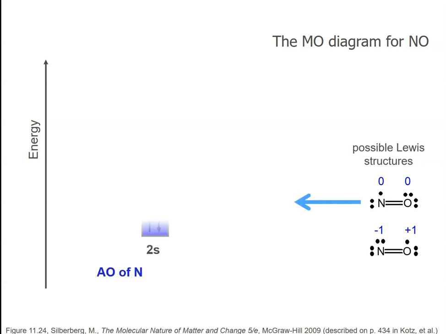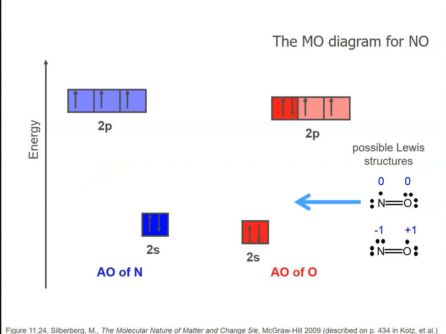So what we do is we take an atomic orbital of nitrogen. Nitrogen has 5 valence electrons, so we have 2s2, 2p3. So 1, 2, 3, 4, 5. We have 5 valence electrons, and we have 2 atomic orbitals, a 2s orbital and a 2p orbital of nitrogen. And then for oxygen, oxygen is 2s2, 2p4. So we have 1, 2, 3, 4, 5, 6 valence electrons.